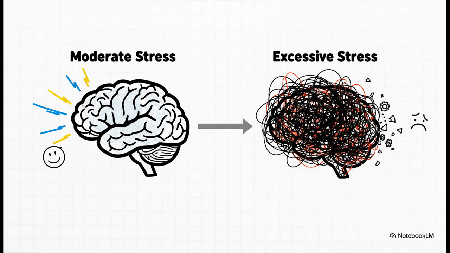So here's the bottom line on that. A little bit of stress can actually sharpen your focus. But too much stress, day in and day out, just overloads your cognitive circuits. Your ability to process information tanks. And when that happens, you are way more likely to fall into one of these thinking traps.